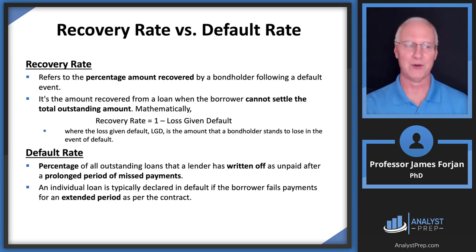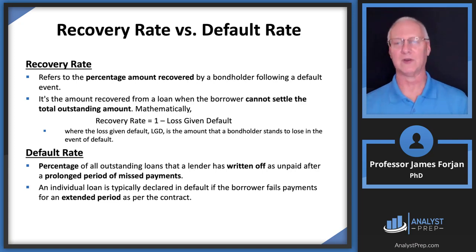Now with the Pink Panther diamond, this is of course a made up thing, but we would probably generate a profit if we had that as our collateral. So the recovery rate then is 1 minus the loss given default. And then the default rate is the percentage of all outstanding loans that a lender has written off, after a prolonged period of missed payments.